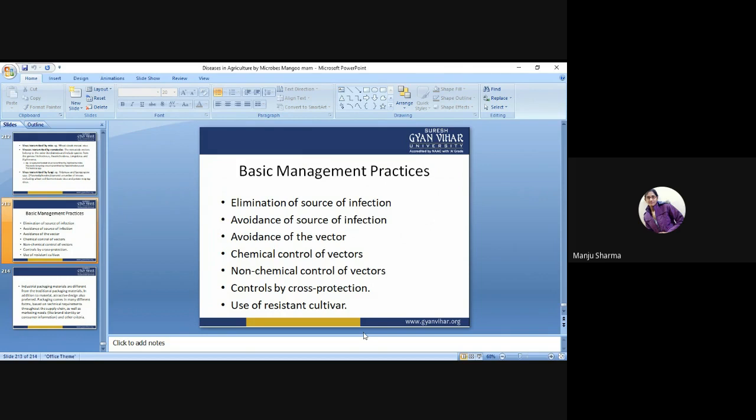Then avoidance of the vector. Chemical control, like using different types of chemicals like fungicide, bactericide, insecticide, etc. Chemical control of vectors, non-chemical control of vectors, control by cross protection, and use of resistant cultivar.